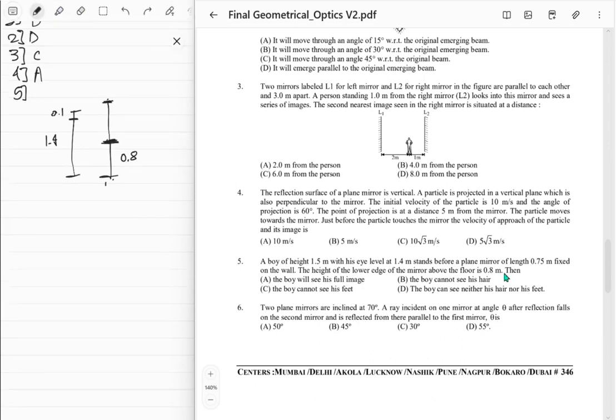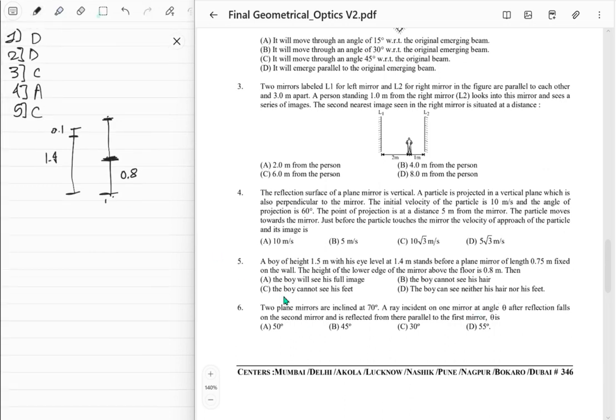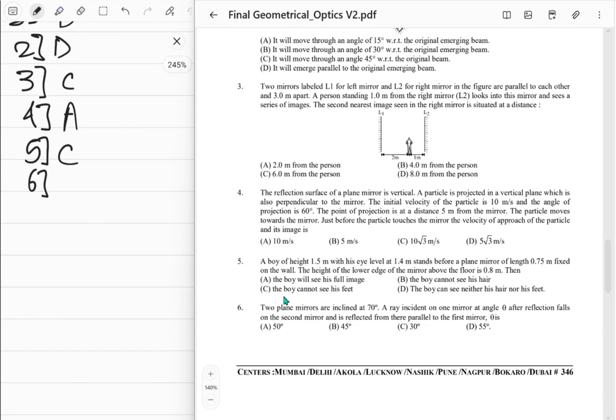Sorry. Right. So the boy will see his full image. No, the boy cannot see his feet. Yes, correct. The boy cannot see his hair. He can. The boy can see neither his hair nor... No, he can. So he can see the hair. C is the answer. Yeah, it must be correct. Let's not check, because these seem like the easier kind of questions.